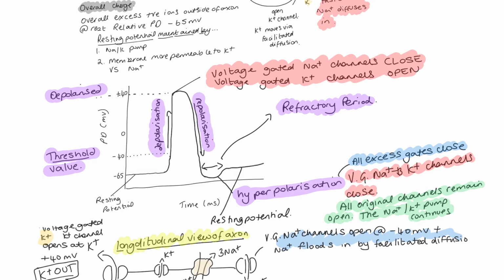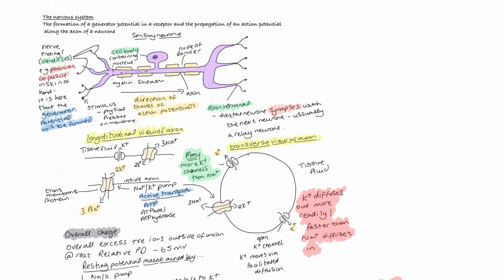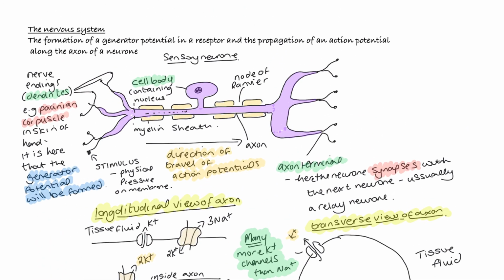So what we have talked through here is the formation of one action potential at one point on the membrane. The very first action potential that is produced by a receptor is known as the generator potential. This is then propagated down the axon towards the axon terminal. So let's have a think about how it is propagated along.